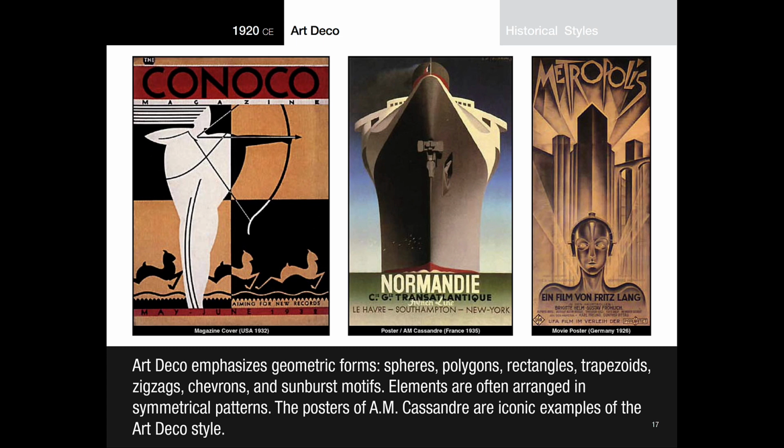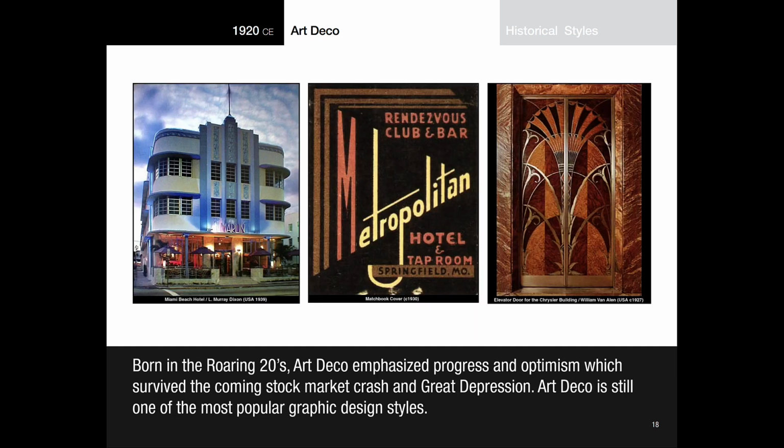More examples of Art Deco design. Again, one of the enduring styles. People to this day love it. If you look at the Conoco magazine cover on the left, you can see what I mean by taking things and really stylizing it. So that's the stylized version of the goddess Diana in The Hunt. Very famous movie poster on the far right for a movie of the 1920s called Metropolis.